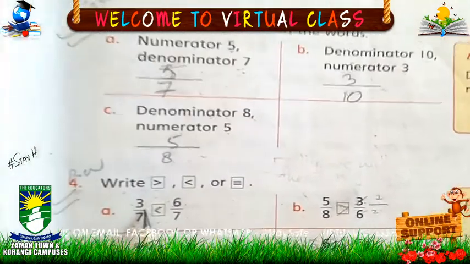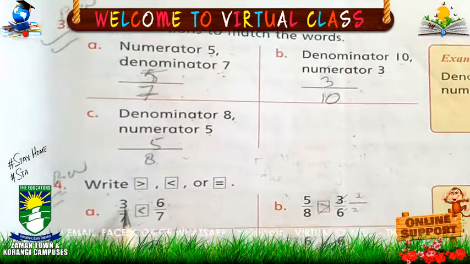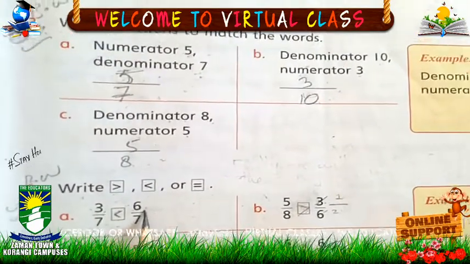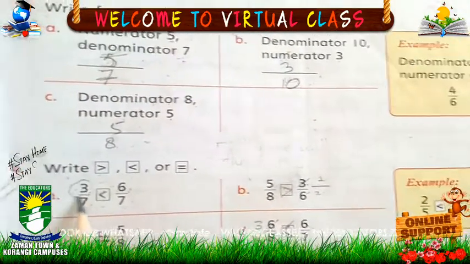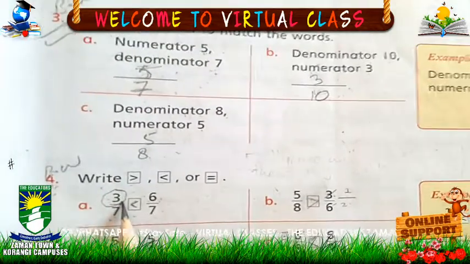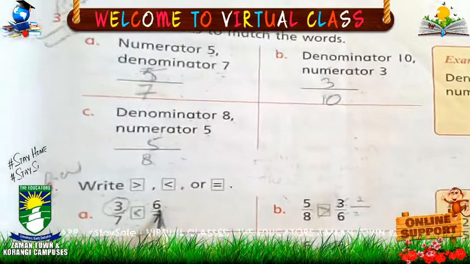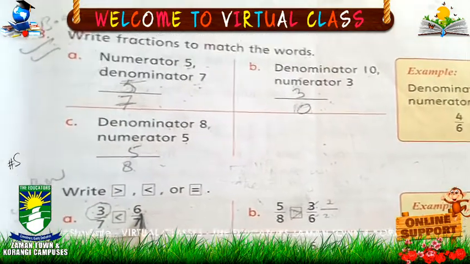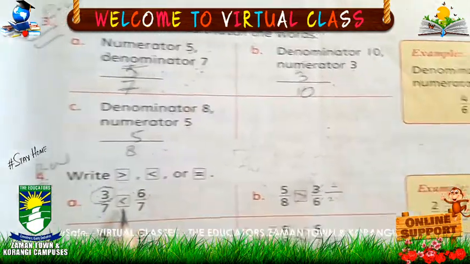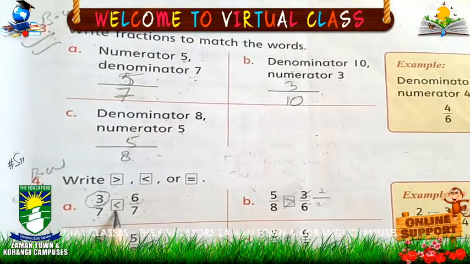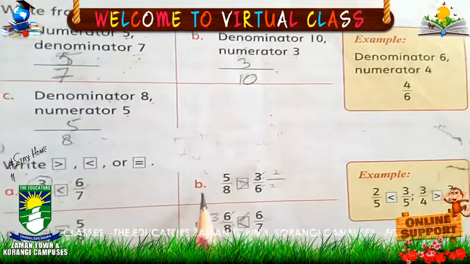Now come towards the numerators, 3 and 6. We will consider this one: 3 is greater than 6 or 3 is less than 6? Obviously 3 is less than 6. So the symbol that comes here is less than. Okay, now come on to B part.